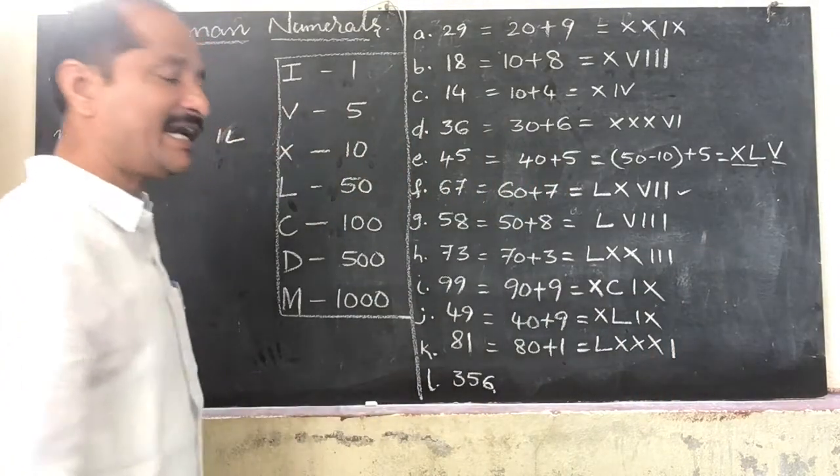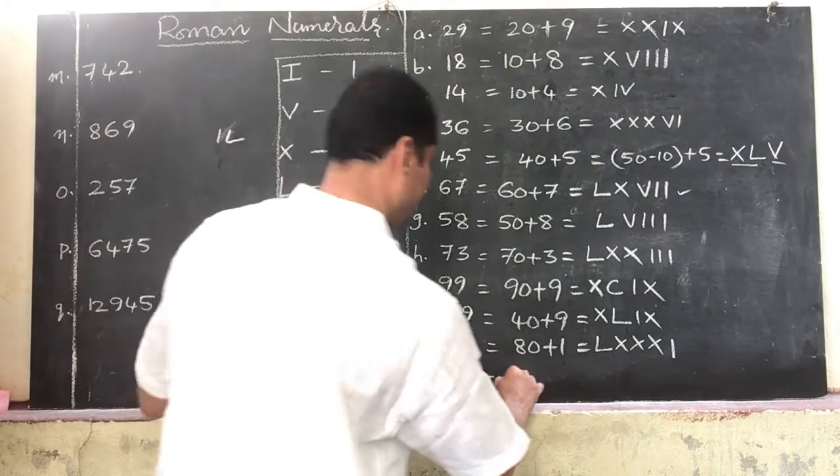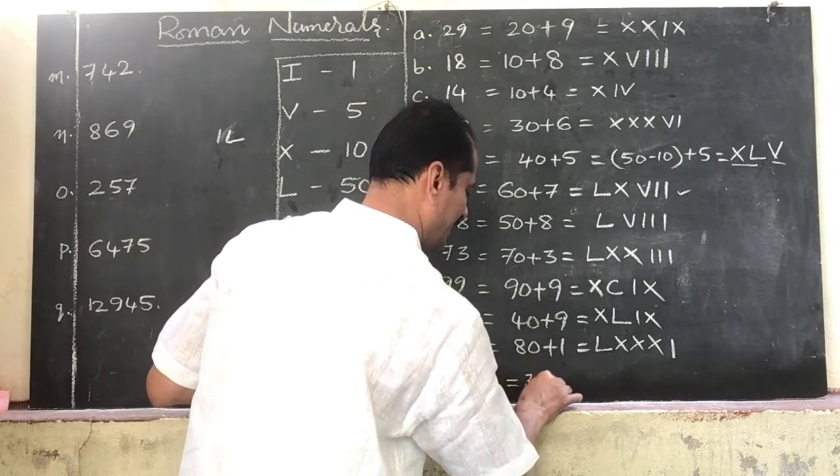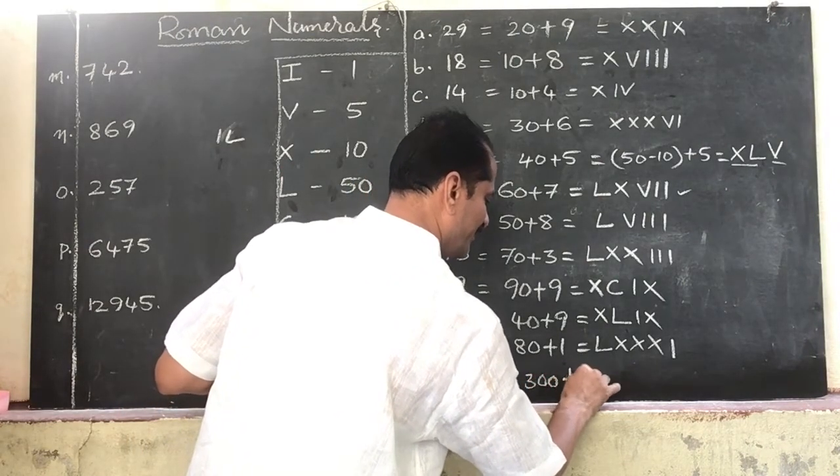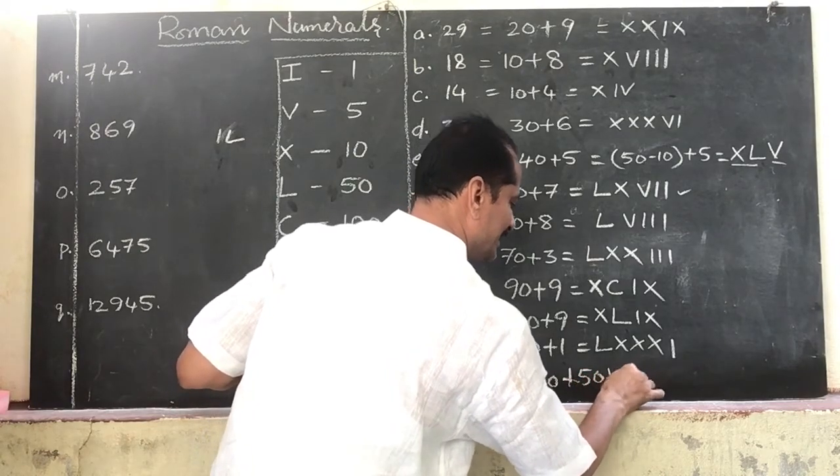Then 1 is I. So 81 is LXXXI. 356 is given here. Write down the expanded form of 356: 300 plus 50 plus 6.